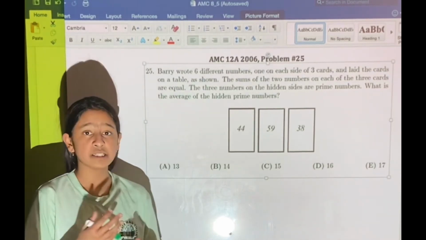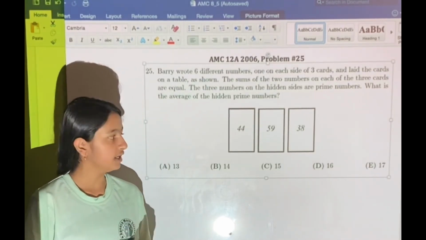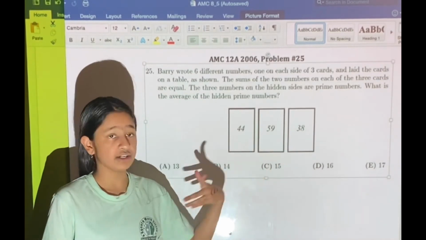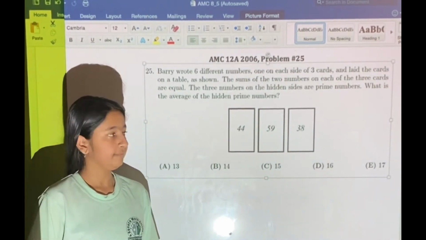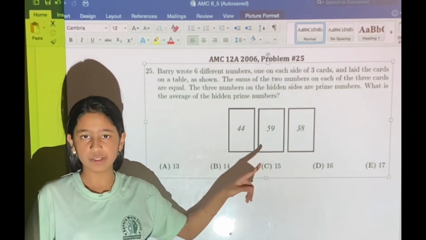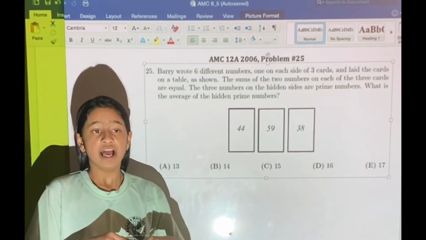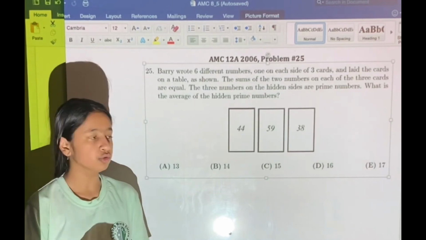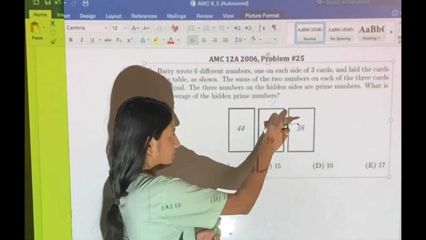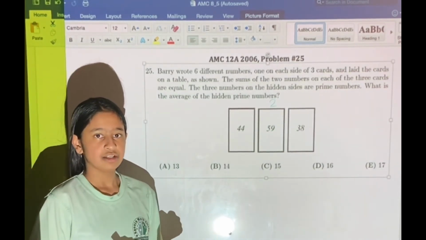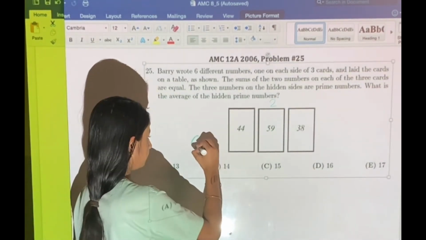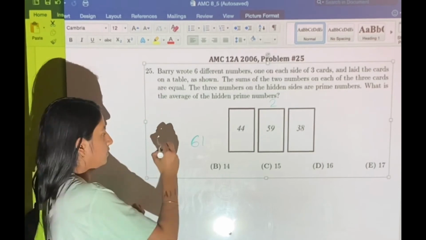So because these are prime numbers and prime numbers are odd and 44 and 38 are even, we know that our sum is going to be an odd number. And as 59 is odd, we need to give an even prime. As the only even prime is 2, the other side is 2, and this is a total of 61. Is our total.